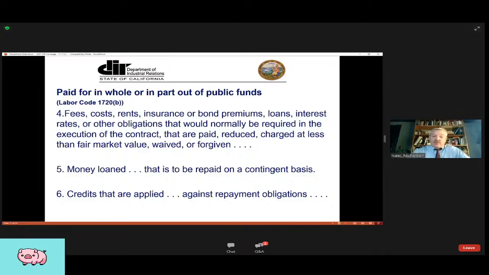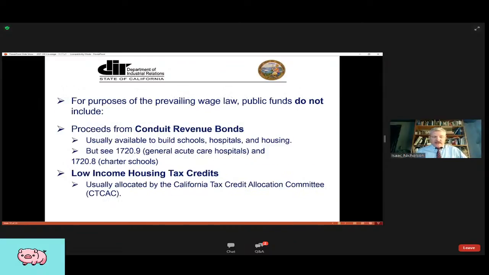Also fees, costs, rents, insurance, or bond premiums, loans, interest rates, or other obligations that would normally be required in the execution of the contract that are paid, reduced, charged at less than fair market value, waived, or forgiven; money loaned that is to be repaid on a contingent basis; credits that are applied against repayment obligations. Just before I address this slide, you don't need to go back, but it's important: just about everything that could be characterized as public funds is characterized as public funds in the Labor Code. Contingent loans, which we addressed, if it has value and it's conveyed on a contingent basis, the public funds prong of the coverage is very strong.